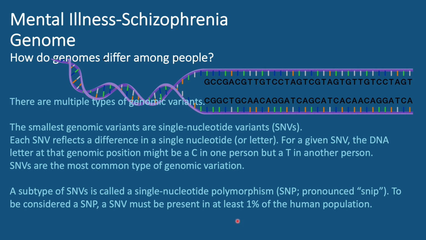A subtype of SNV is called SNP, single nucleotide polymorphism. These types of SNVs must be present in at least 1% of the population.